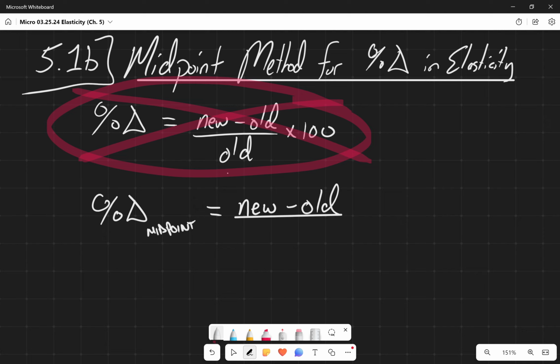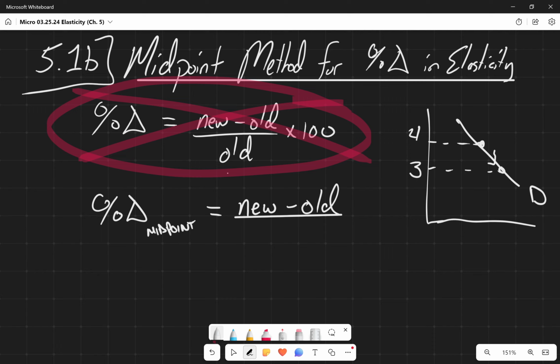But when we're talking about demand curves, and I'm telling you, what's the elasticity between $3 and $4, you don't know if it's $3 to $4 or if it's $4 to $3. And since you don't necessarily know the direction of the movement of the price, we're going to be using a midpoint percentage change so that it works the same either direction.